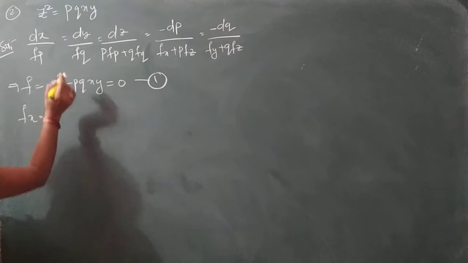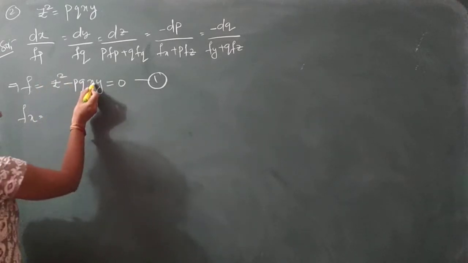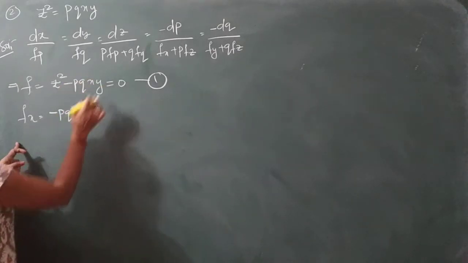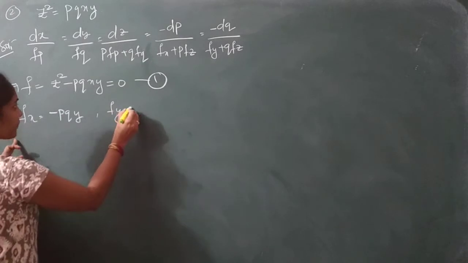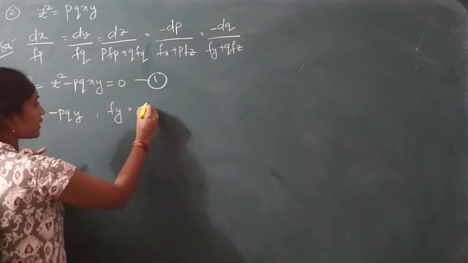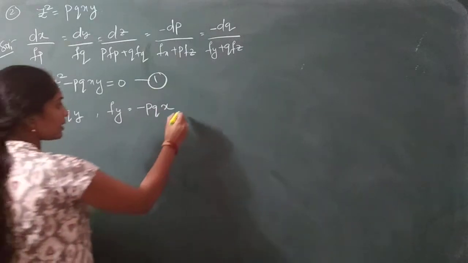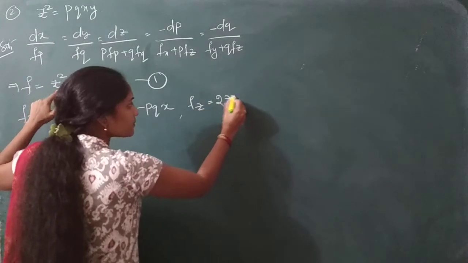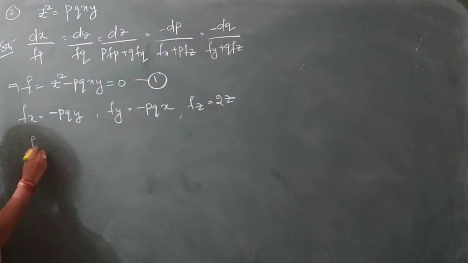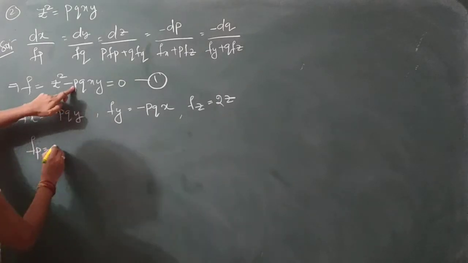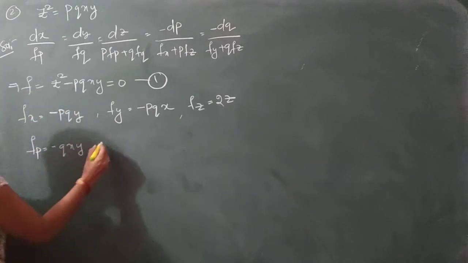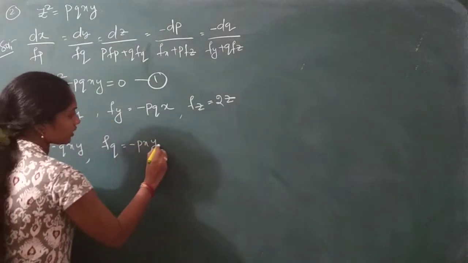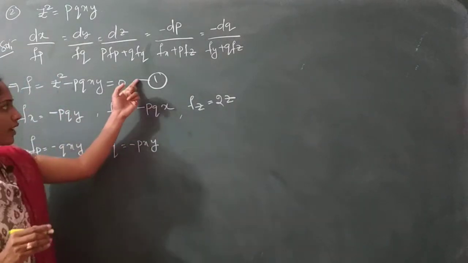fx. You have to differentiate with respect to x, so it is minus pqy, and the x term is removed. Next fy: differentiating y, the remaining terms are minus pqx. Next term is fz. The z term is here. Now z square, on differentiating, becomes 2z. Next, what is fp? p is the term here, so minus qxy. Now the last term is fq. q means minus pxy. So these are the 5 terms we have found out from equation 1.